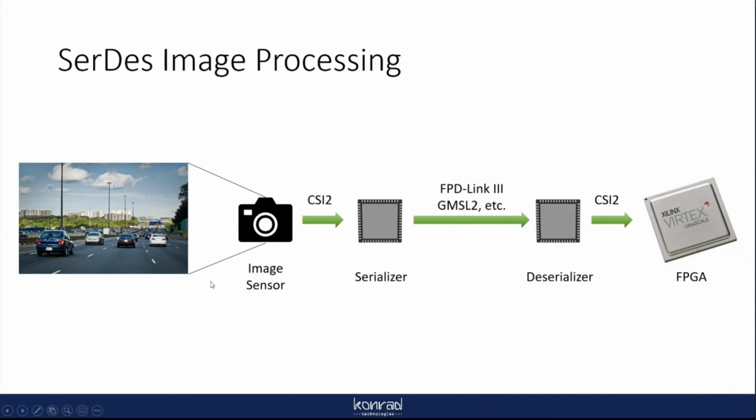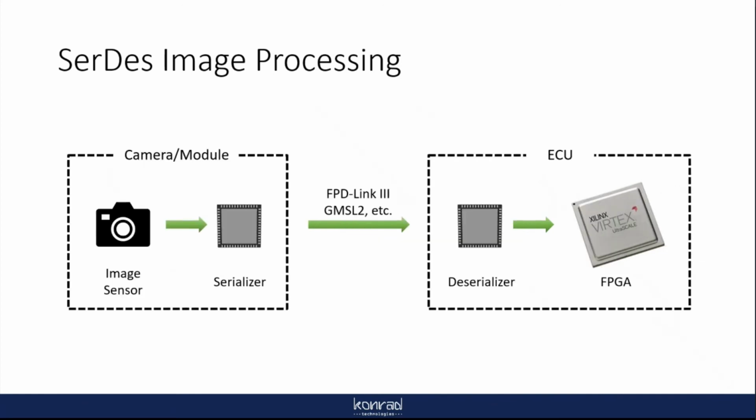But what we're talking about here is we have custom Conrad hardware that actually does this part. We pretend we're like an ECU. So a camera module from a supplier will have an image sensor and a serializer in it, and we physically have a cable coming into us. This is custom Conrad hardware that is basically emulating an ECU.